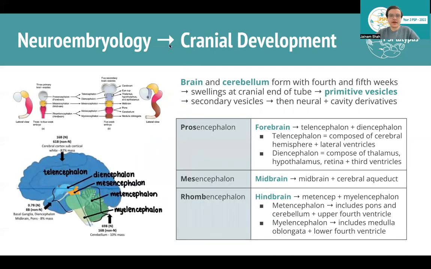The second part of this is the cranial development. Remember that in this neural tube, you've got a cranial end, you've got a caudal end. The caudal end is not that important for our learning. The main important thing that's super high yield is going to be the cranial end.